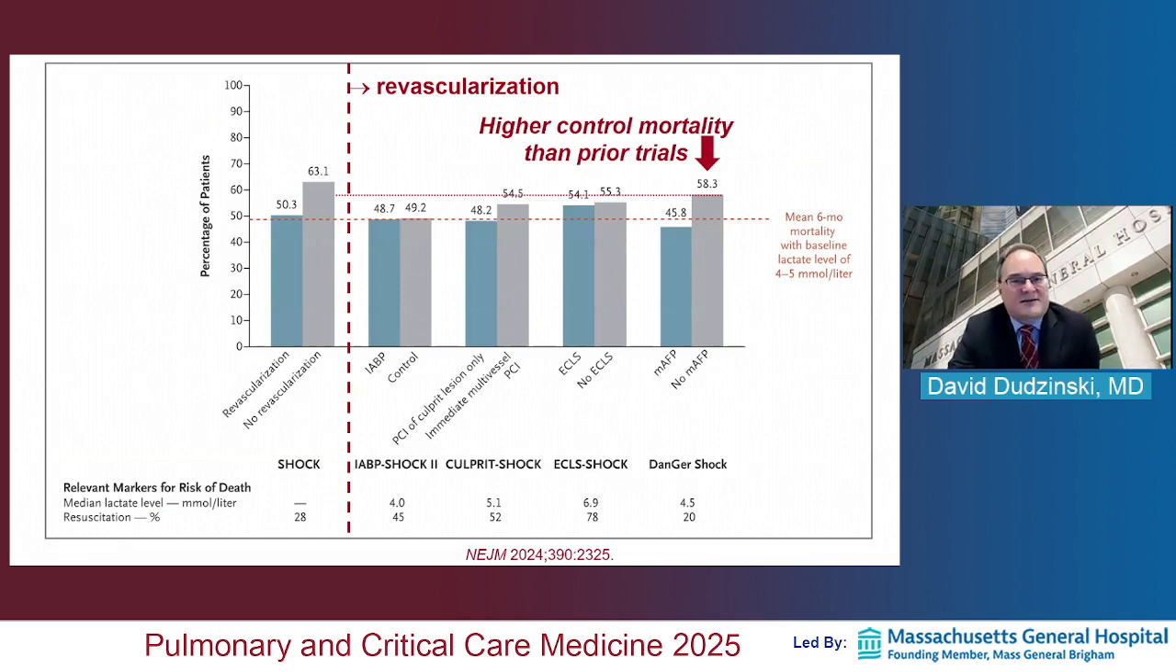But we have to contextualize this trial even more. These are all trials, and actually we've seen all of these today, that had lower standard of care arm mortalities than Danger did. So it's unclear why Danger had a higher baseline mortality, but of course that would make it easier for them to show a difference. And people have questioned, is that why the result is significant?